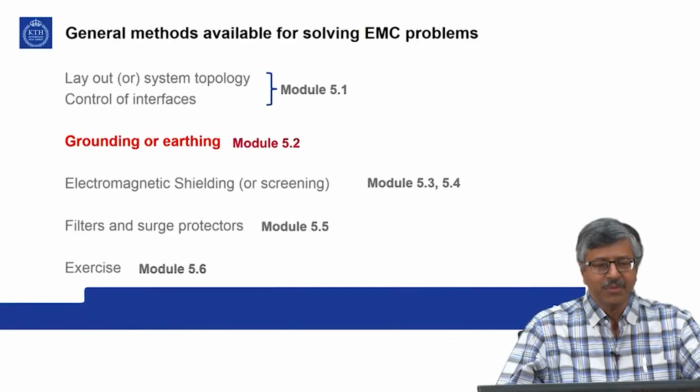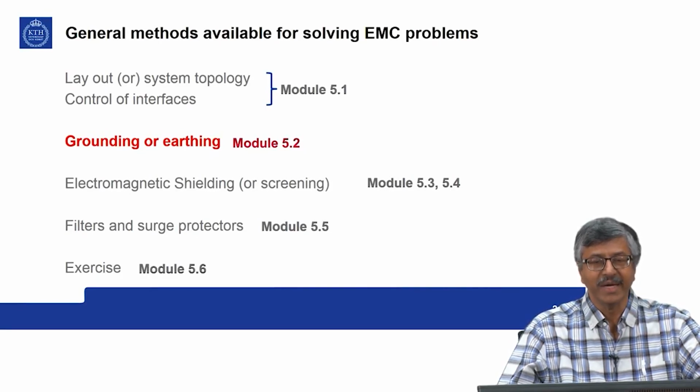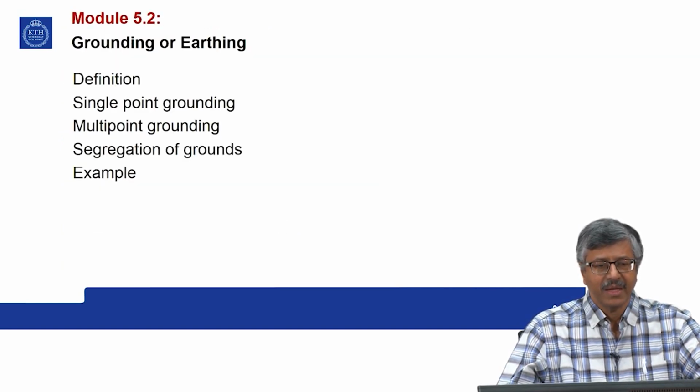solution to EMC problems. Now we can look at module 5.2, that is second module in chapter 5. So in this module we will go through some of the principles involved in grounding or earthing. The single point grounding concept, multi-point grounding, segregation of the grounds, and some examples will be treated over here.